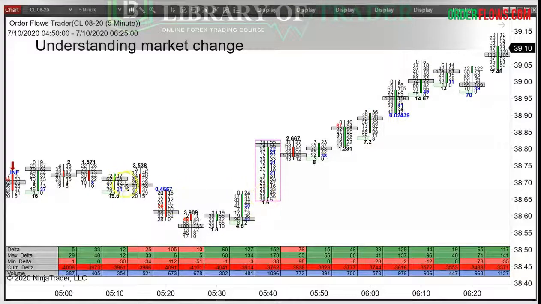But what you're seeing in here, you're seeing market change. You're seeing the aggressive selling drying up, right? Getting lesser and lesser as we come down in here, and all of a sudden you see aggressive buying getting stronger as the market is going up, right? That's understanding the market change.